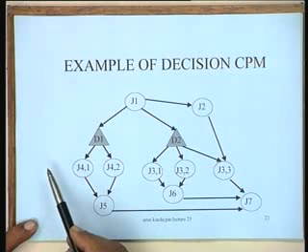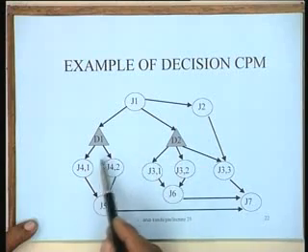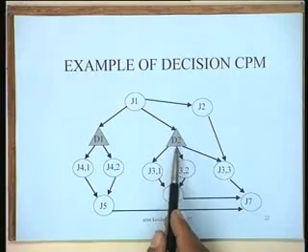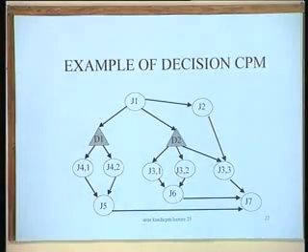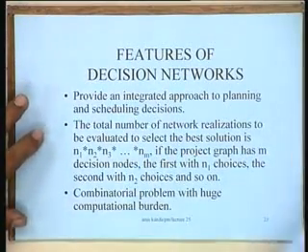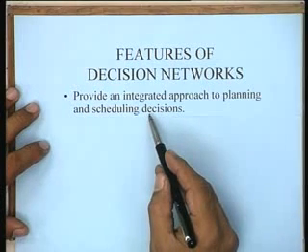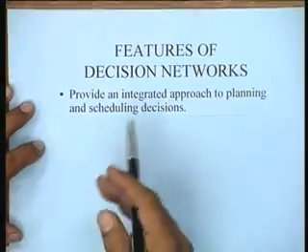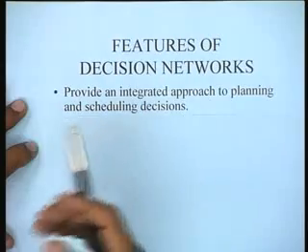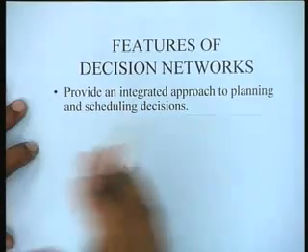Whereas the conventional project networks are all realized, all jobs are done. We have now been able to combine this question of choice along with scheduling. So some of the features of decision networks are that these provide an integrated approach to planning and scheduling decisions. Isn't it? You are looking at both the aspects together, and you are trying to determine a best schedule which will talk about the best decisions overall in the project at all the various stages.